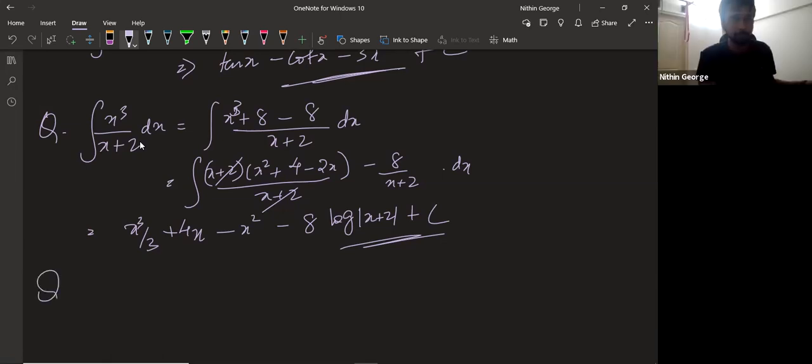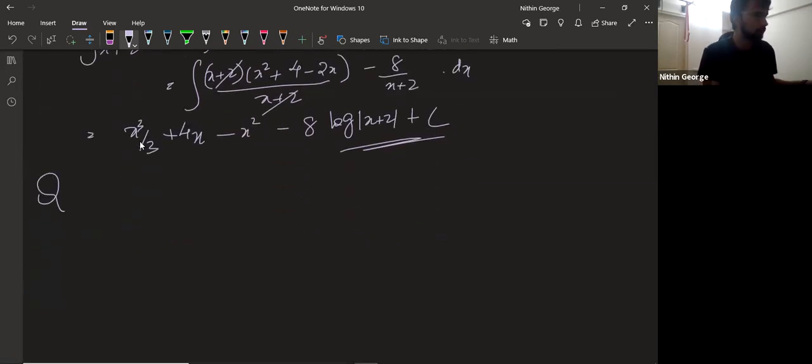Okay, then do this question. Integral of x square by x square plus 5 dx. Very simple. Come on, quickly. What do you do here? Quickly solve and tell me the answer. I just want to hear the answer.